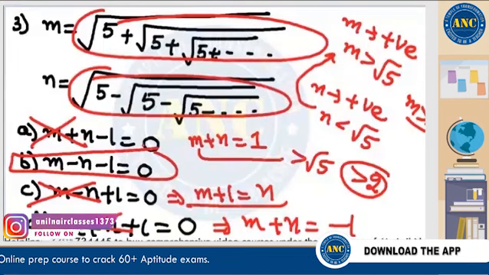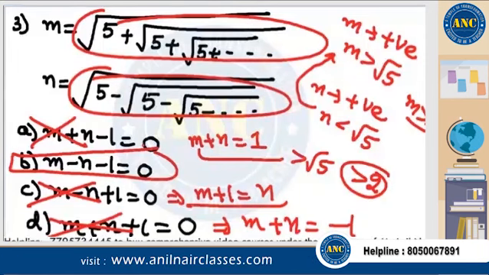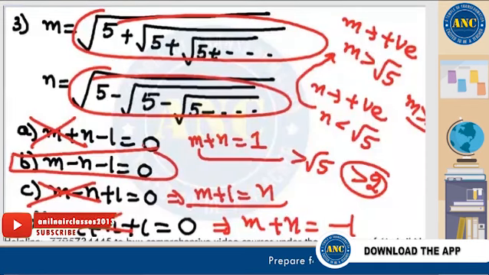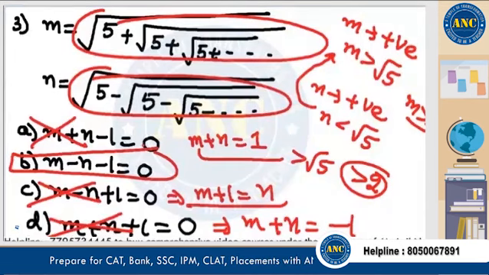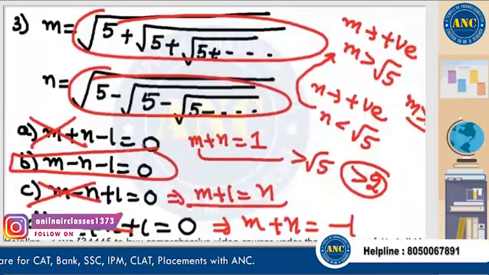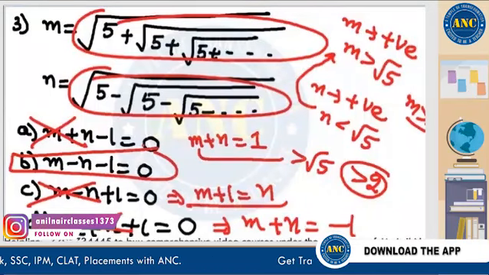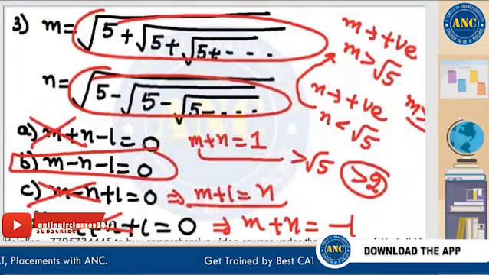M plus n equivalent to 1 is not possible because m will be greater than 2. Third one, m plus 1 equivalent to n. It is not possible because n is less than m. Fourth one, m and n both are positive. Sum of two positive, it cannot be negative.